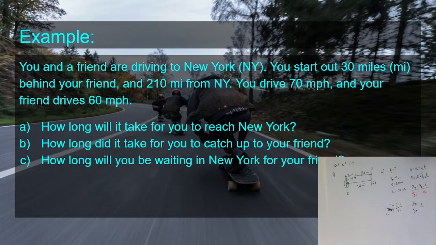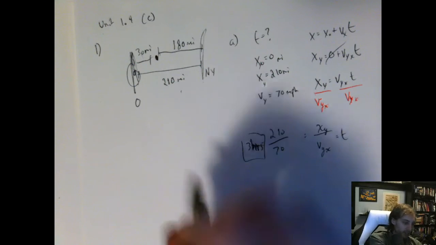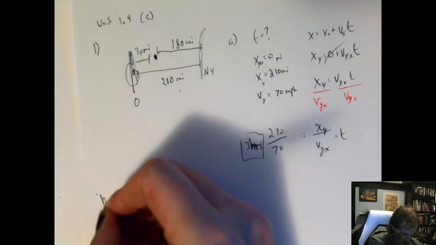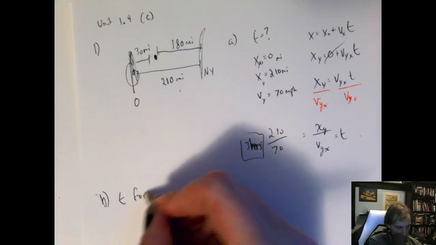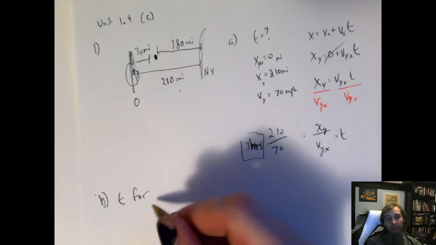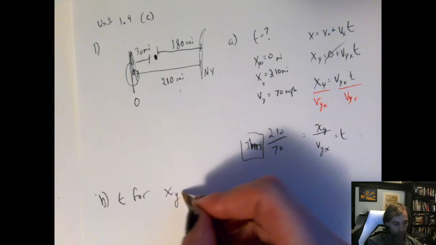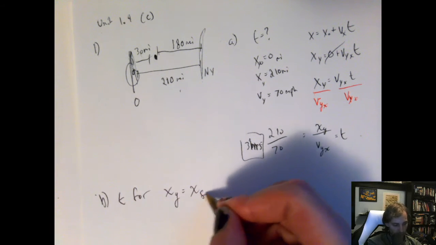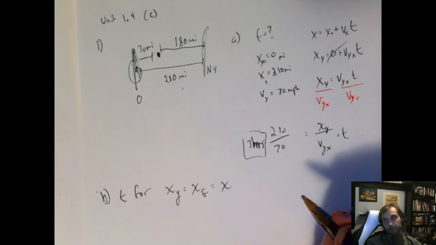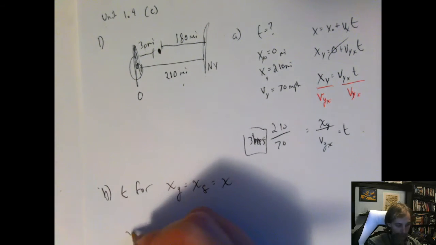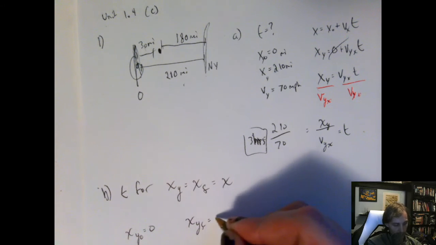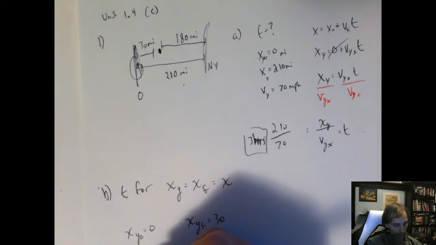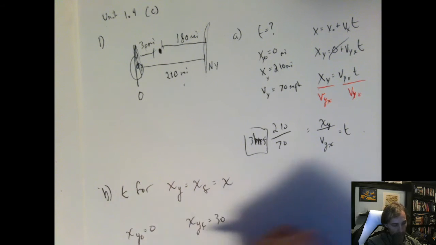So here's our same setup, except this time, instead of what we were trying to figure out last time, we're just going to go in and find the time, and this is specifically saying you are catching up with your friend. That means that the position of you needs to equal the position of your friend, so I'm just going to call them the final position. We know that the initial position for you is 0. We know that the initial position for your friend is 30. We know that the velocity for you is 70. We know that the velocity for your friend is 60.